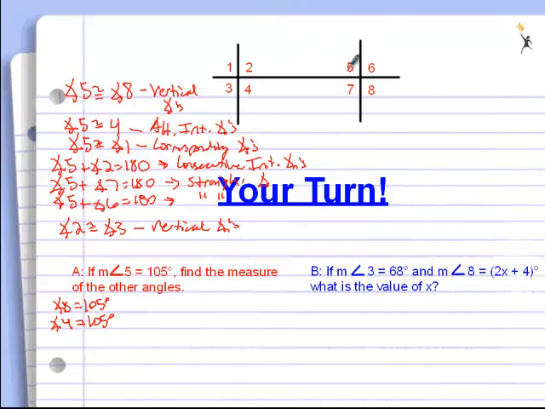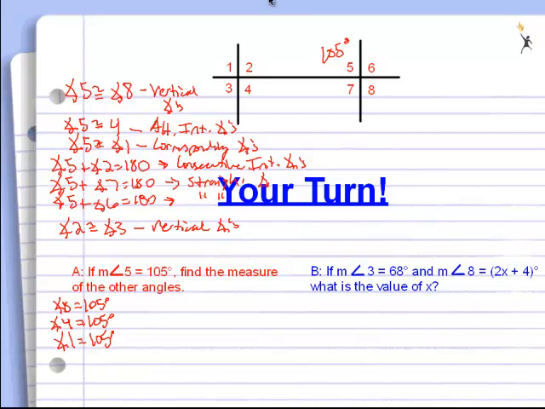I know that if angle 5 is 105 degrees, then angle 1 and angle 5 are congruent because they are corresponding angles. And because angle 1 and angle 5 are congruent, if angle 5 is 105 degrees, then angle 1 is 105 degrees. Then I started using some of my other ones.